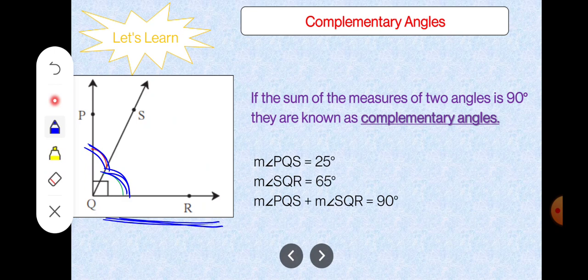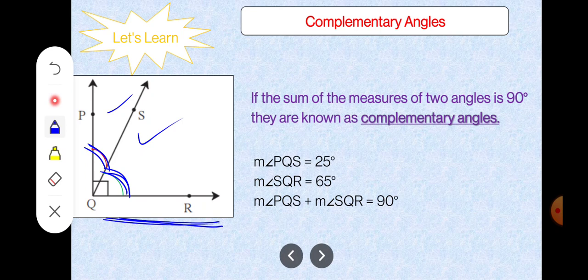So here if you measure with the protractor, the measure of angle PQS will be 25 degrees, the measure of angle SQR is 65 degrees, and if you sum up these two, it will come to 90 degrees. That is 25 plus 65 is 90. So I can say that angle PQS and angle SQR are complementary angles, or in other words, they are complementing each other.